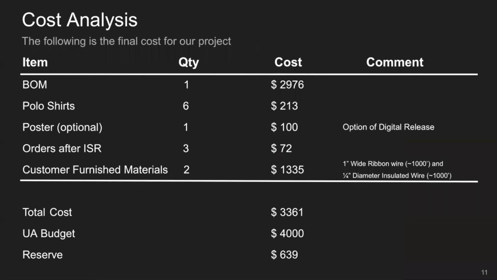So here we're giving you our budgeting and cost summary in the slides. Overall, we have the total grand cost of $3,361. The reserve of the amount of $639 proves that we're under the budget given by the University of Arizona.